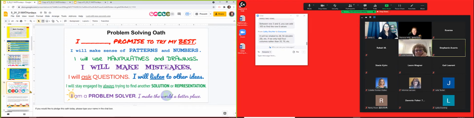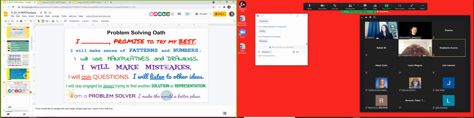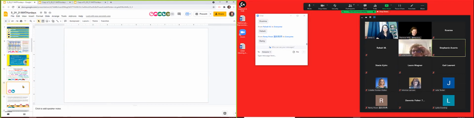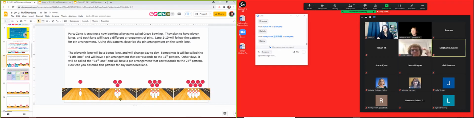It says, I, insert your name, Teresa, promise to try my best. I will make sense of patterns and numbers. I will use manipulatives and drawings. I will make mistakes. I will ask questions. I will listen to other ideas. I will stay engaged by always trying to find another solution or representation. I am a problem solver. I make the world a better place. And I can see we already have tons of great problem solvers here now. That's wonderful.